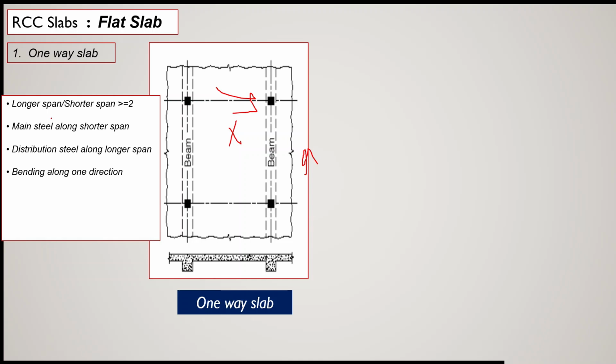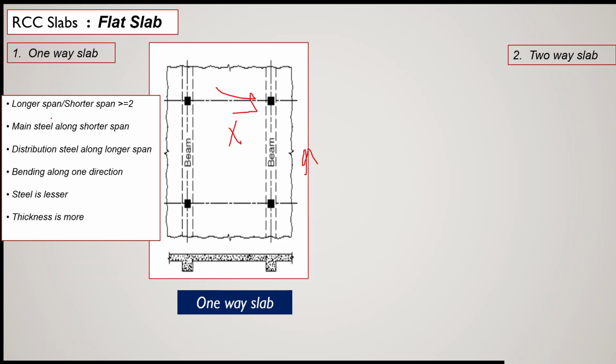This is because bending is prominently along one direction, or you can say the slab will deflect prominently along one direction, that is along the longer span. So bending along one direction is predominant. Accordingly, the steel required will be lesser and the thickness will definitely be more. So for a one-way slab, the thickness required will be more.